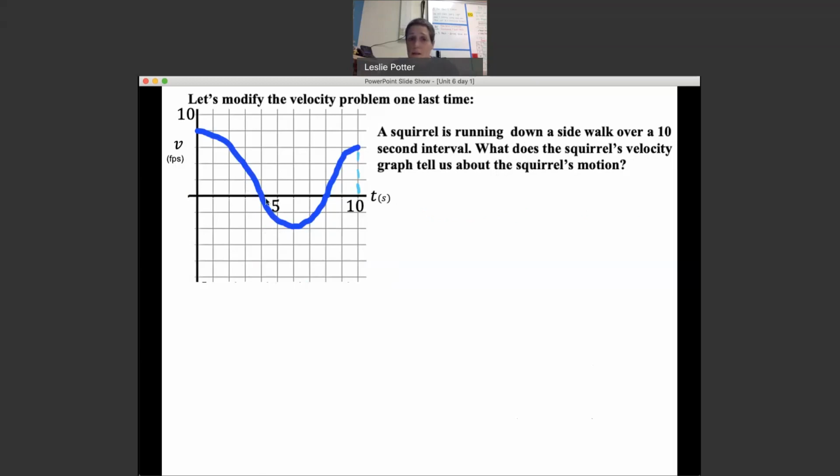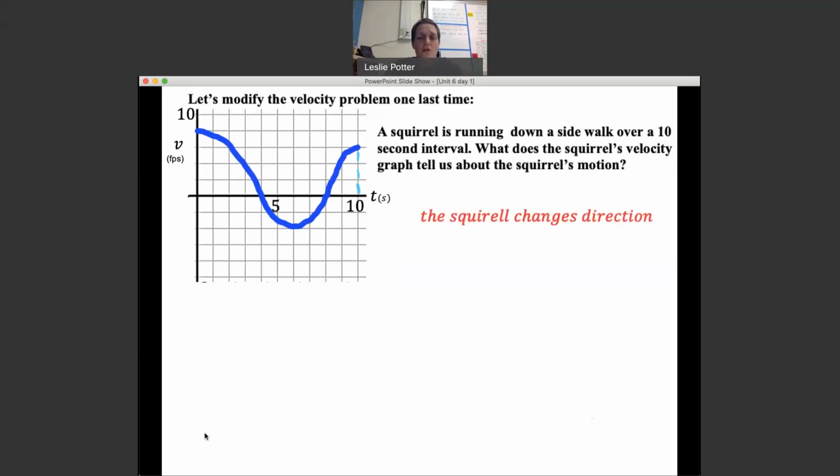So what happens when my velocity is negative? Well, that just means the squirrel turned around, right? We go from positive velocity to negative velocity. Maybe we call that going from running away to running towards. At probably around 4 seconds, the squirrel turns around and starts running back towards you. And then here at 6, 7, 8 seconds, the squirrel changes its direction again. So it's running down that sidewalk back and forth.